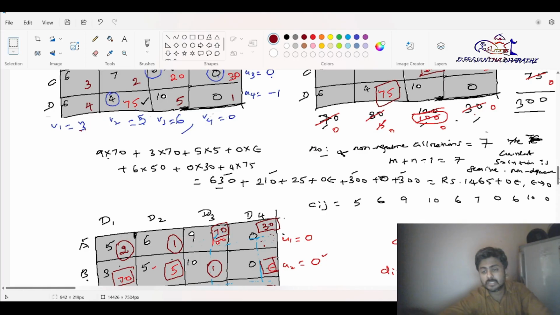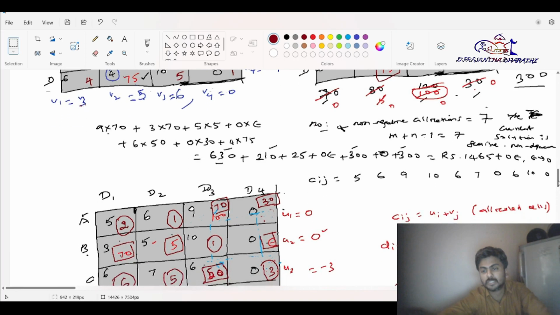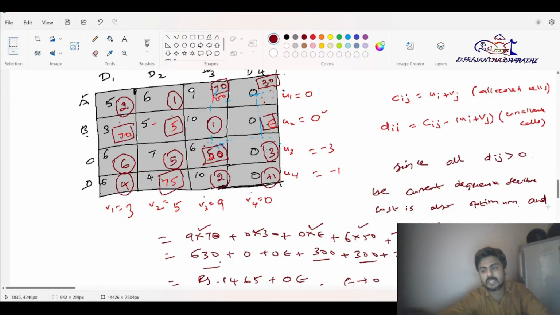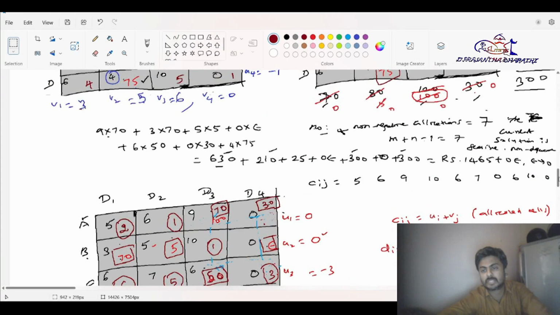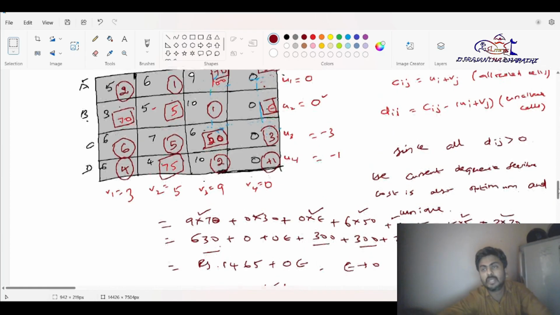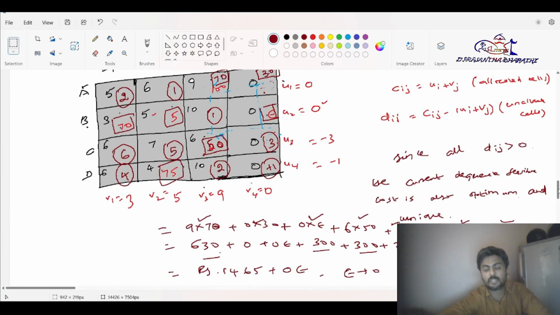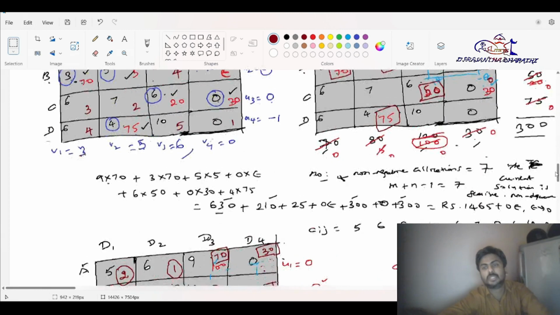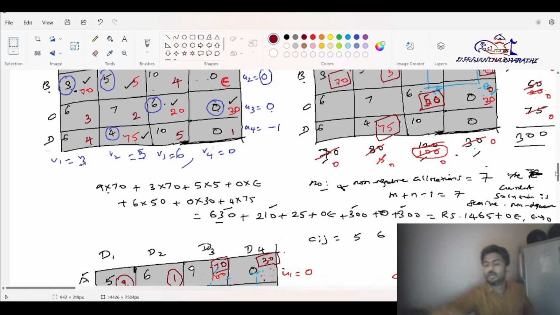For my procedure, an alternate cost will also exist if someone follows some other procedure. But in this problem, all dij's are greater than 0. Since all dij's are greater than 0, I have found the cost, right? That cost is not only non-degenerate and basic feasible, it is optimum and unique. So the cost is 1465.